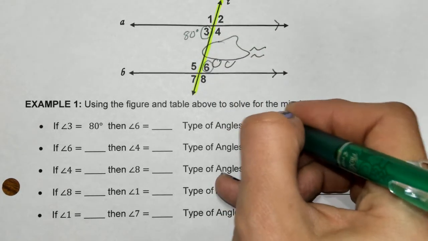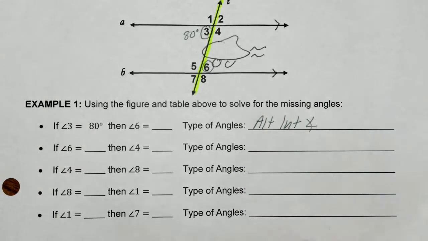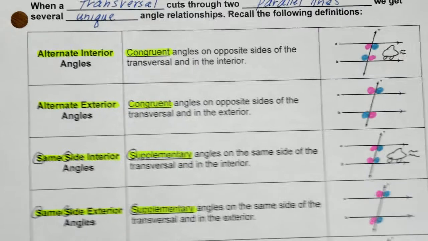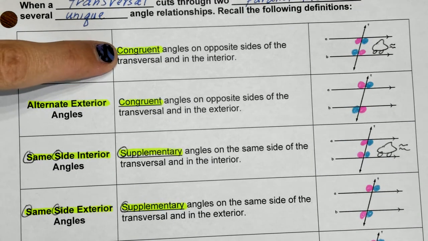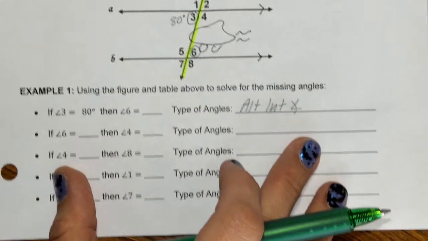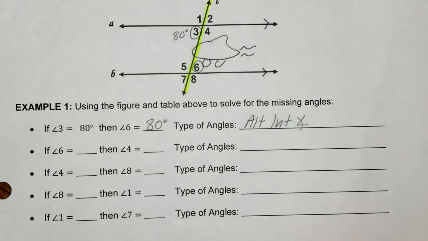So we have alternate interior angles. And if you look back up, you find your alternate interior angles. They are congruent, meaning they are equal. They have the exact same measurement, meaning angle 6 will also be 80 degrees.